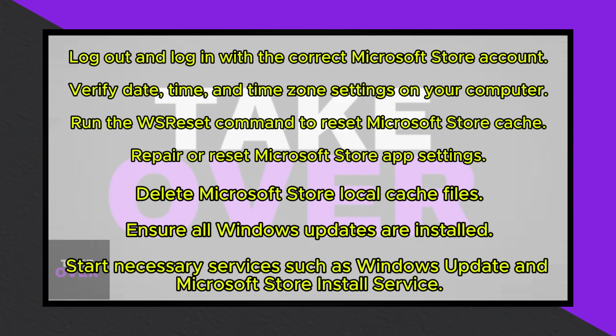Repair or reset the Microsoft Store app by typing Store in the Windows search box, right-clicking on Microsoft Store, selecting App Settings, and choosing the Repair option. If the issue persists, perform a system reset by typing sreset in the Windows search box, executing it, and letting the process complete.